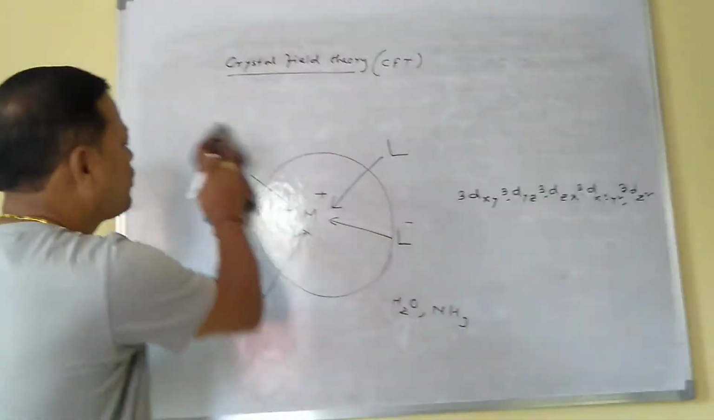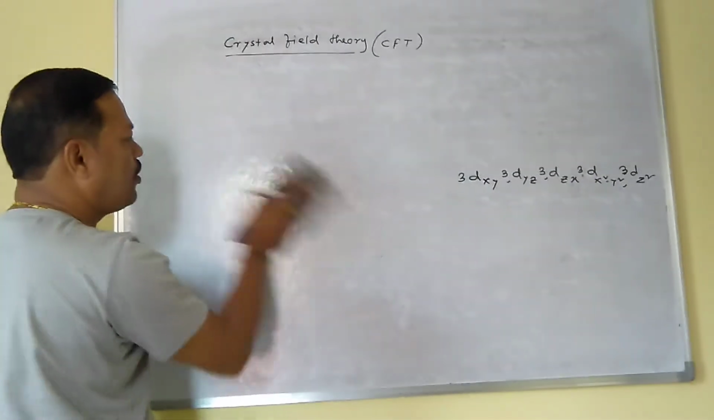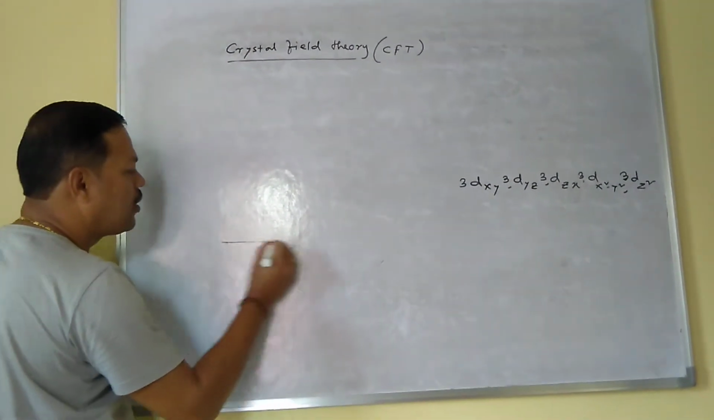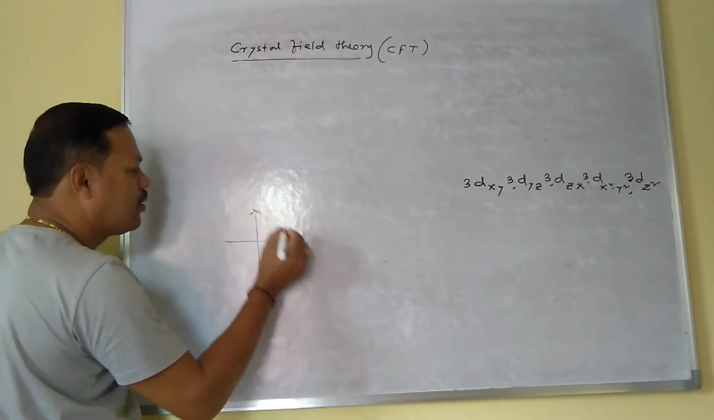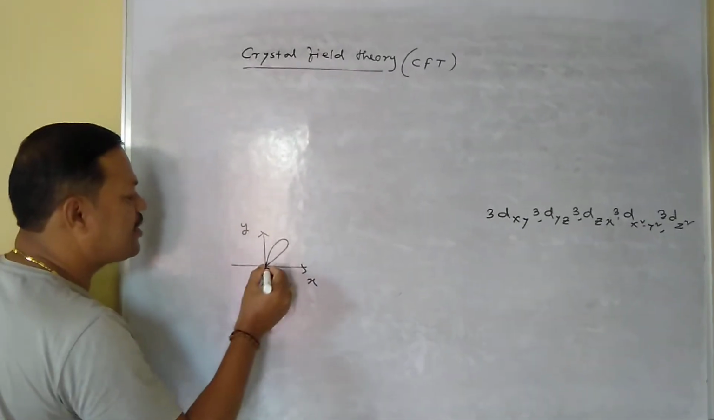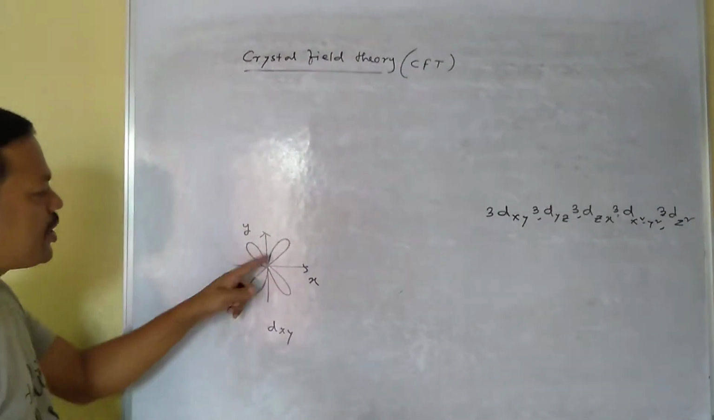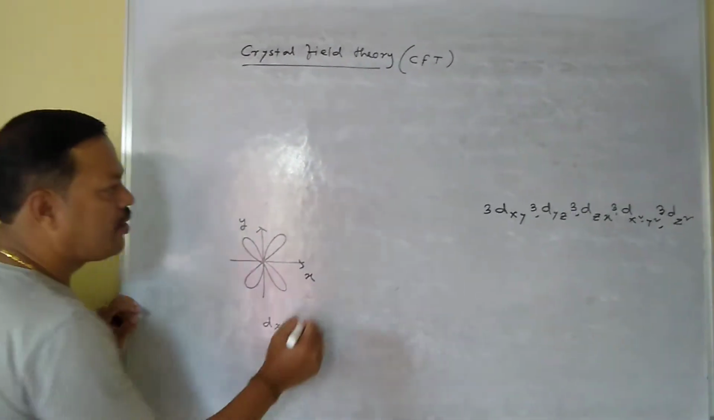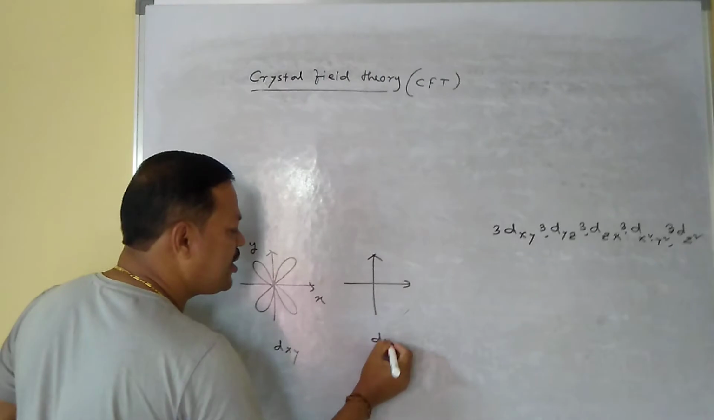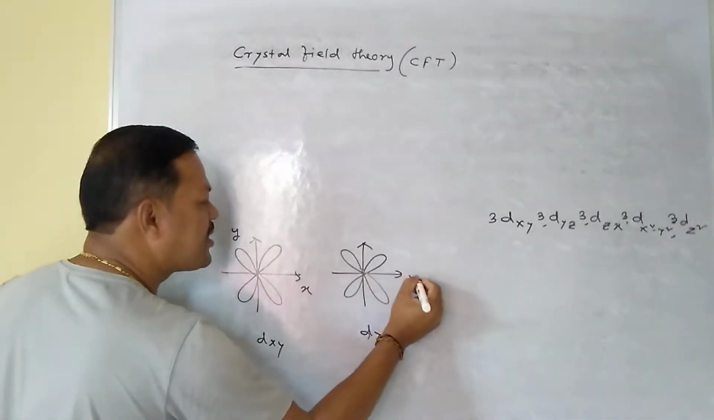Now, before doing this, you should know about the shape of these orbitals. The dxy orbital, this is x-axis, this is y-axis. Its shape is like this. This is called dxy orbital. Lobes are present in between the axes. Yz, the shape of yz orbital, this is dyz. Lobes are present in between y-axis and z-axis.